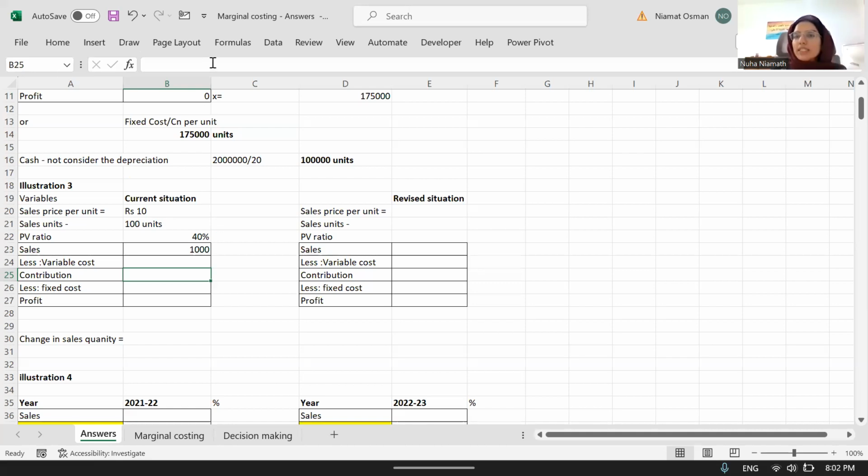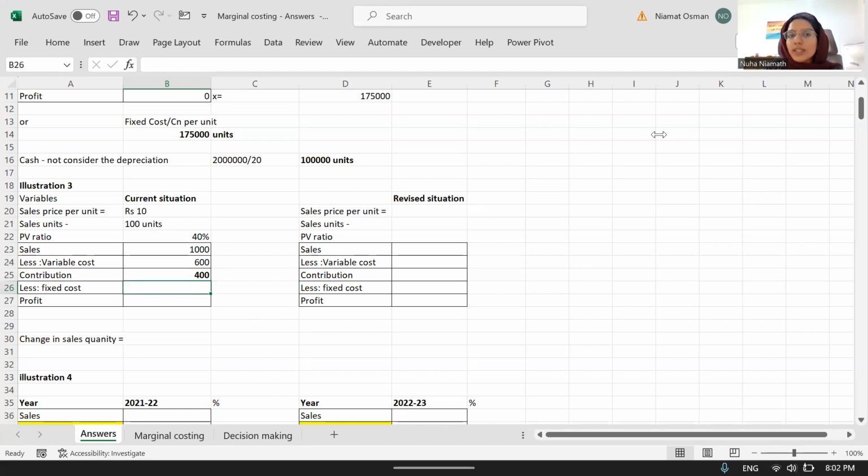Sneha, why did you say 60%? 60% will be my variable cost percent, right? Because 40% is the PV ratio. PV ratio is what? My contribution percent, right? So 40% will be my contribution percentage. So my sales into 40% will give me my contribution. That will give me a variable cost of 1000 minus 400. Got it? That will give me the contribution.